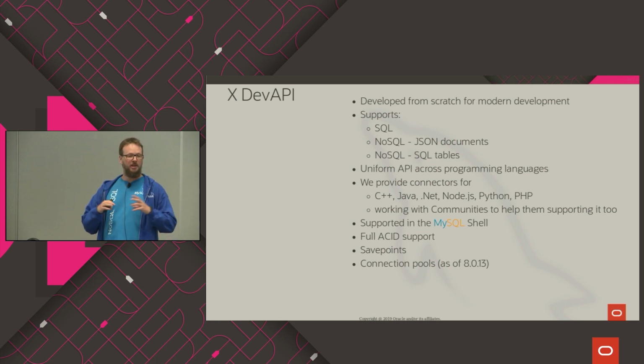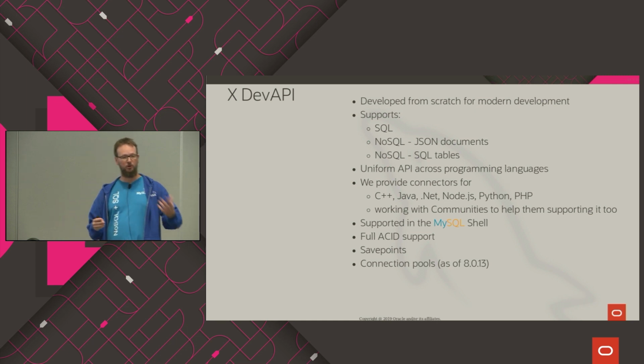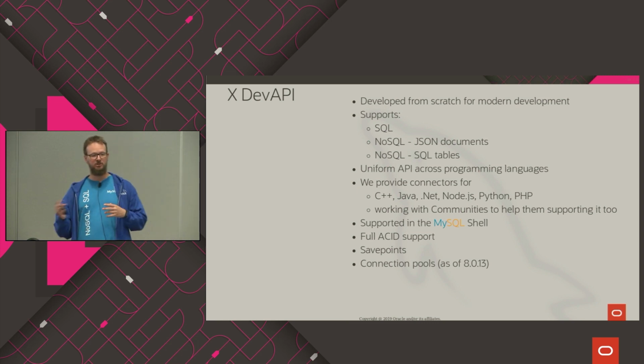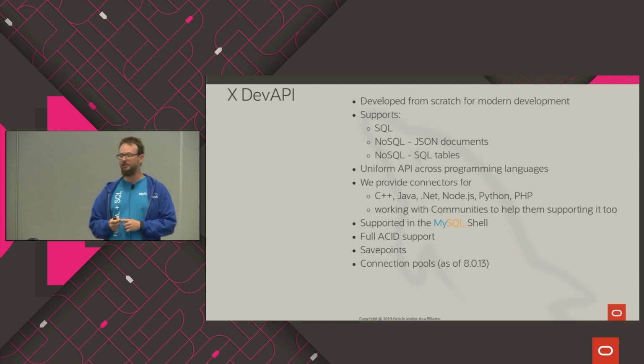So we have the same API, so same calls across all the connectors. The function will be add or insert, and it will be exactly the same whether you write Python or Node.js. So we provide the connectors.